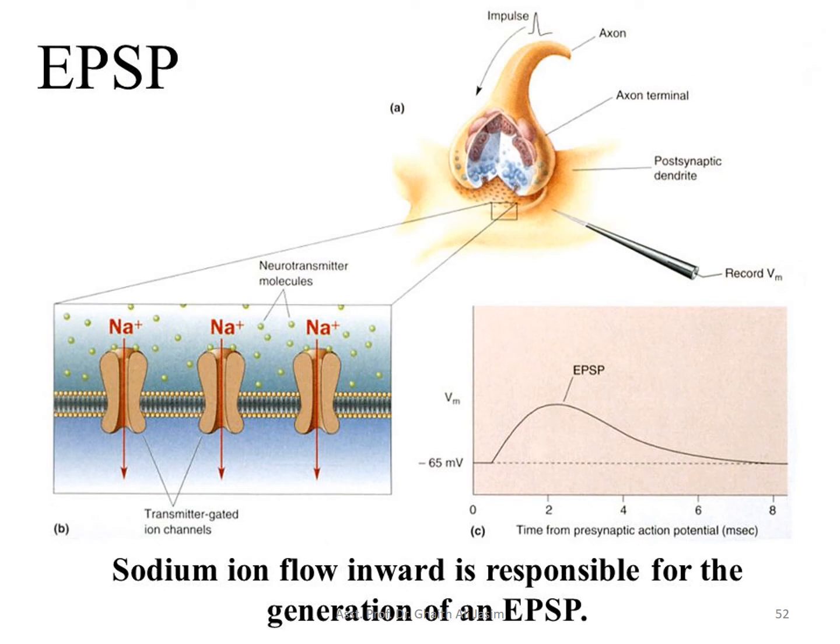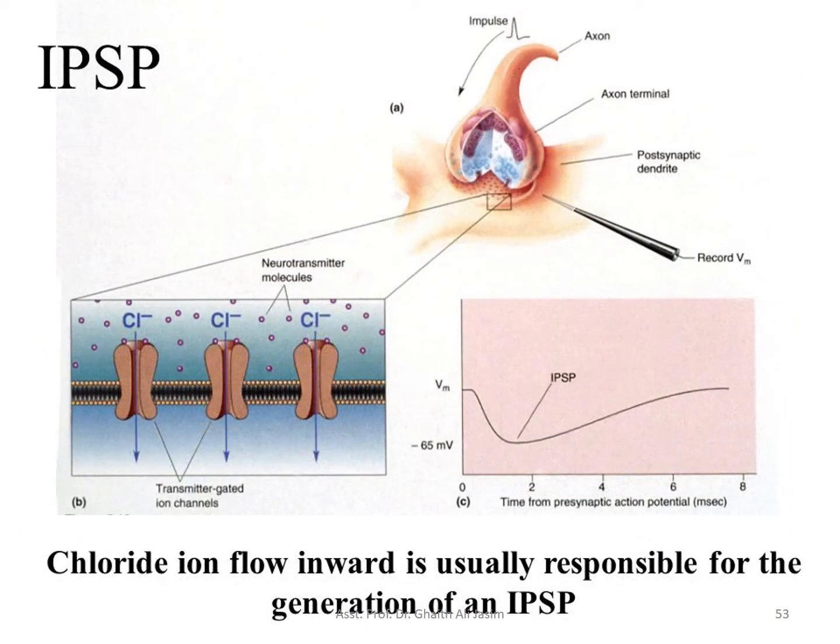Here we can see the excitatory postsynaptic potentials where sodium ion flow inwards is responsible for the generation of excitatory postsynaptic potentials. And here we can see that chloride ions flowing inward is usually responsible for the generation of inhibitory postsynaptic potentials.